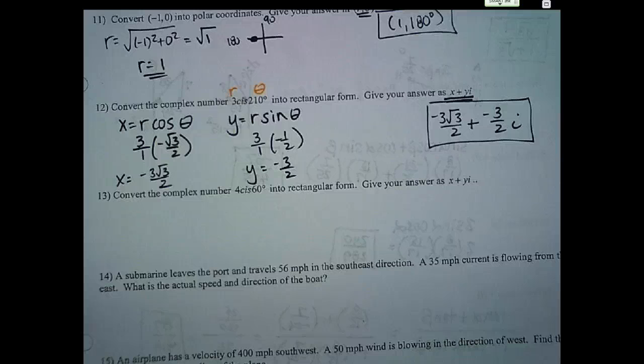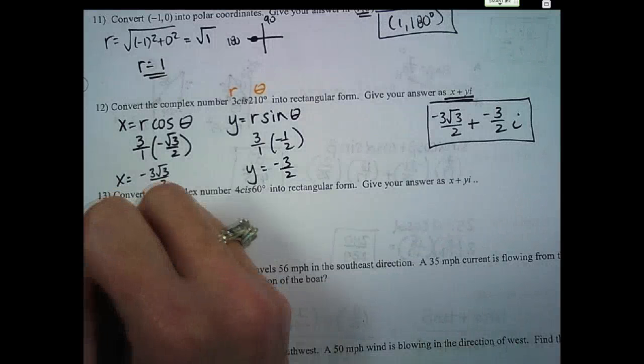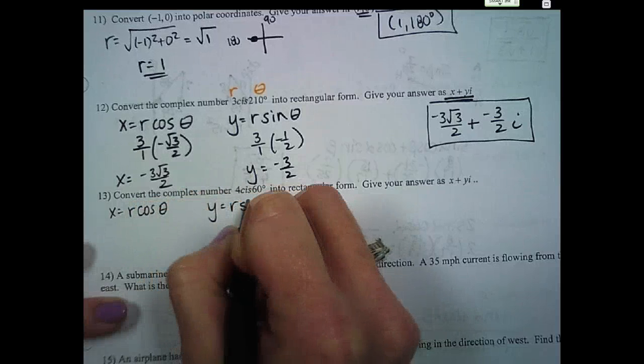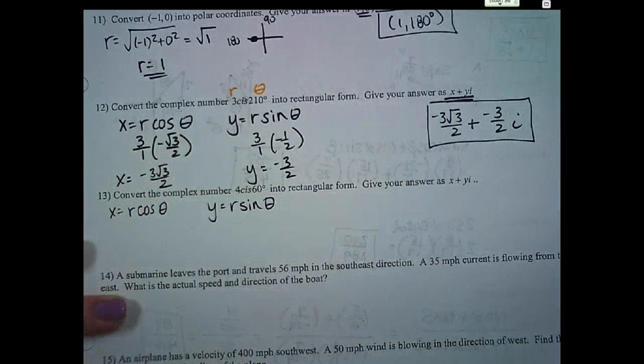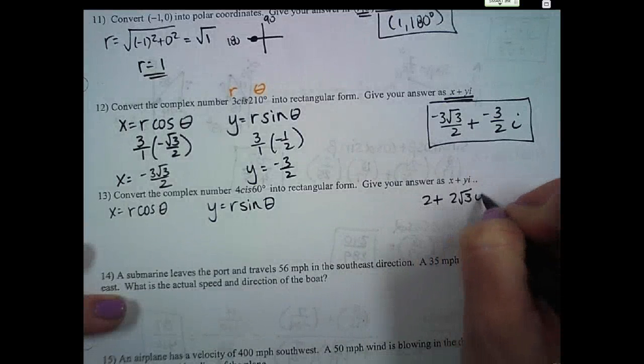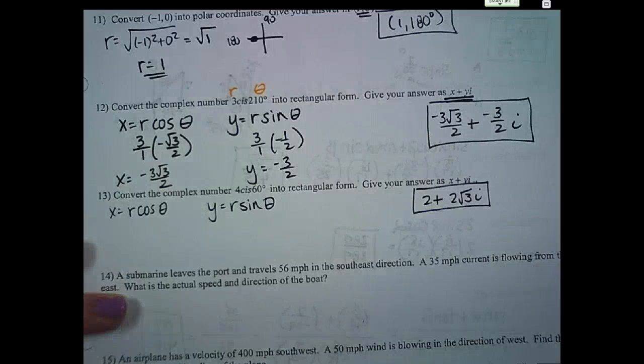Okay? Now you try number 13 on your own. Try number 13. Okay, so we're going to do x, R cosine theta, y is R sine theta. And the final answer, if you did it right, is 2 plus 2 root 3 i. So if you did it right, you can move on. If not, you can watch it.